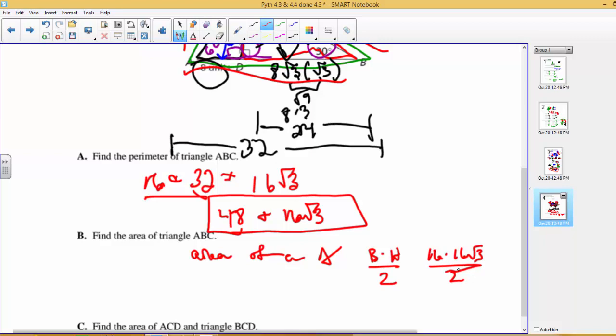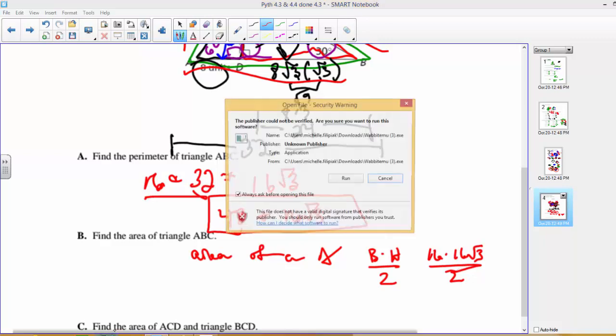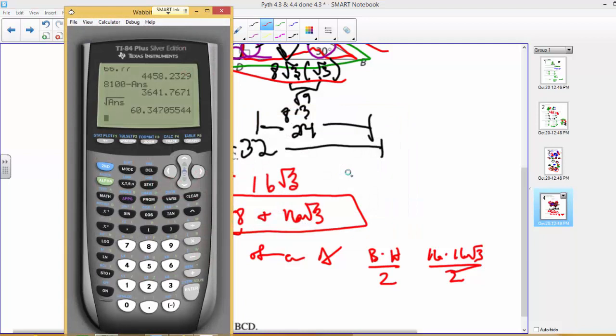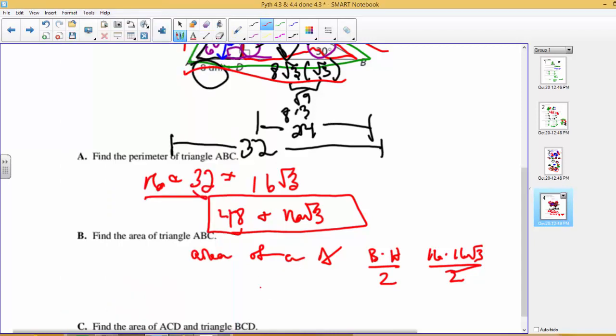Okay, so when you multiply, you can bring up your calculator, and you can multiply 16 times 16, so that's 256. And then if you divide that by 2, you have 128. So you could write this as 128 times the square root of 3. The square root of 3 is left there, and you're dividing by 2.